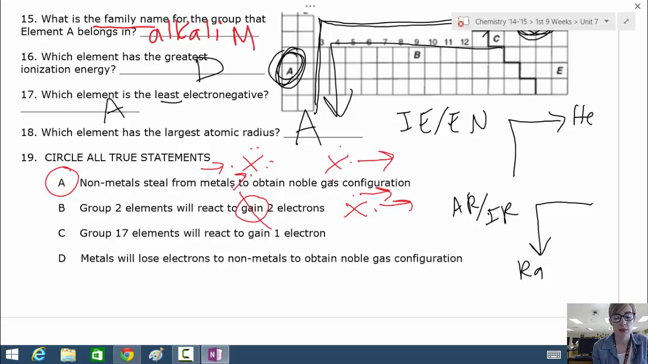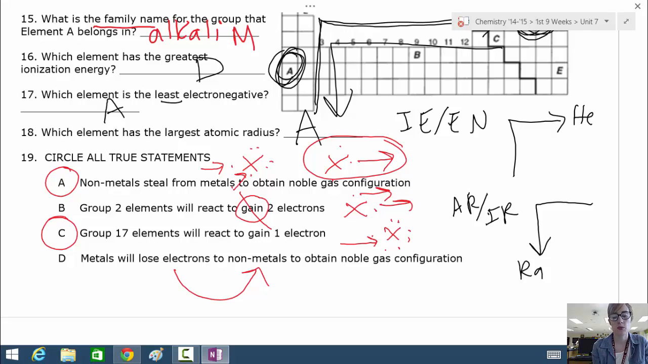Group 17 elements will react to gain 1 electron. Let's see. They have 7 dots. Do they need 1 more? Yes, so C is correct. Then metals, do they lose electrons? We just talked about how metals lose electrons. And do the nonmetals get those electrons? Yes, to obtain noble gas configuration, meaning to obtain 8. We know nonmetals steal to get 8, so that's also true.